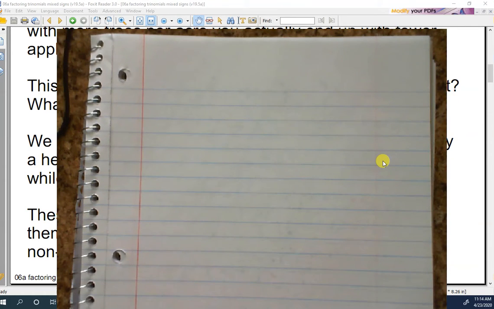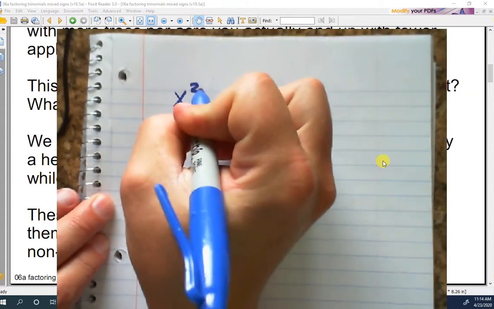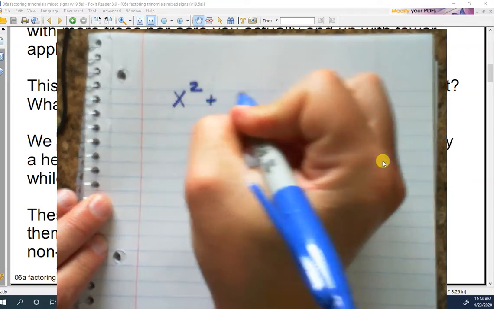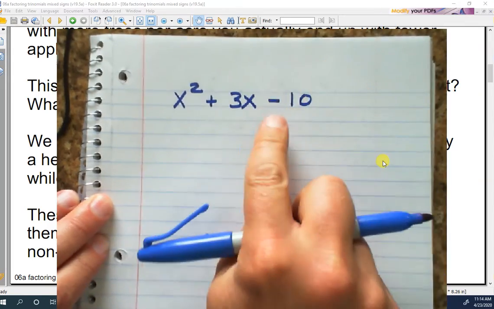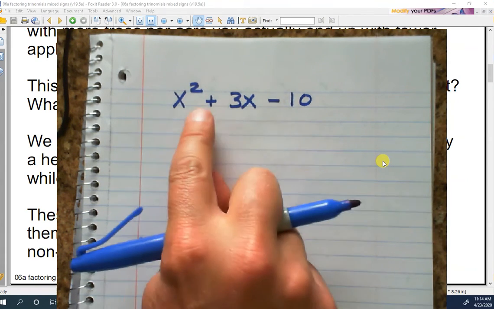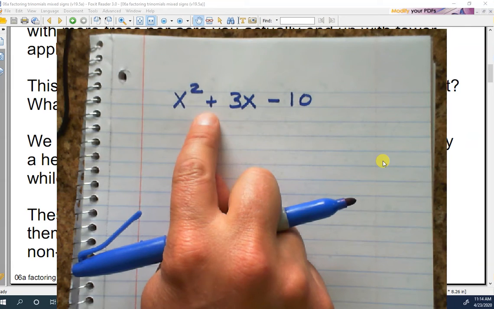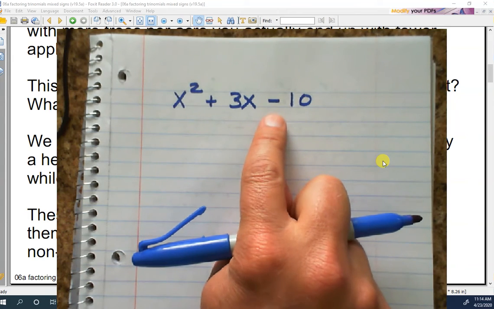And then we'll do some practice. So I have x squared plus 3x minus 10. And it's all about this guy right there. That negative tells me it's going to be a mixed sign. It's not about this number, because if you look at the last problem, this was a negative. I'm not even looking here. I'm looking right there, and this is telling me that it's going to be a mixed sign.